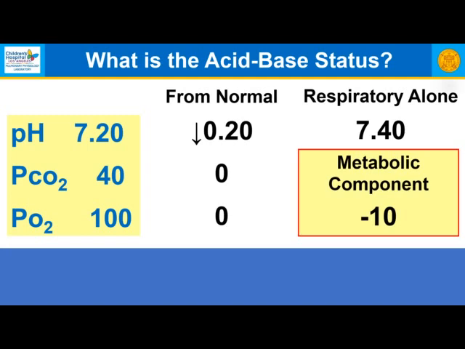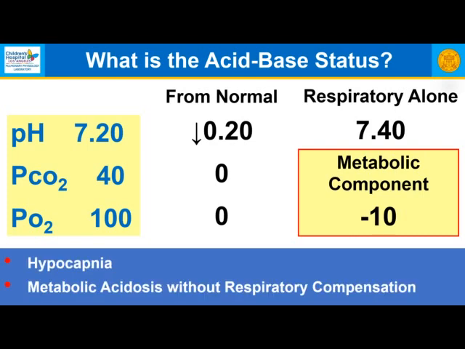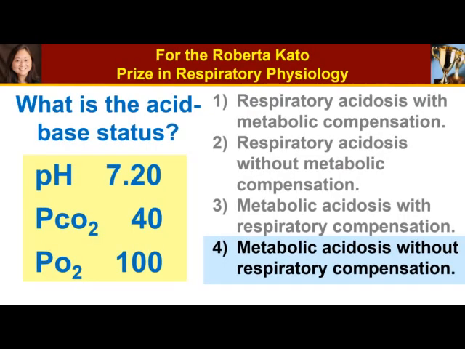So here we have, sorry, that should be normal capnia. I apologize. So we have metabolic acidosis without respiratory compensation. Okay, there's no change in respiration here, but there is a metabolic component. So this is a metabolic acidosis without any respiratory compensation.